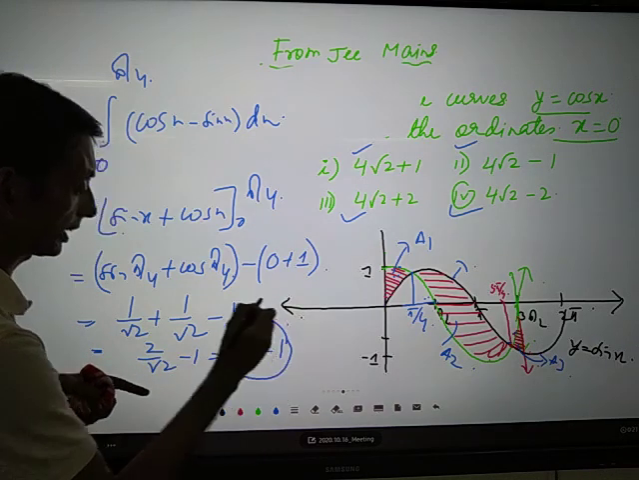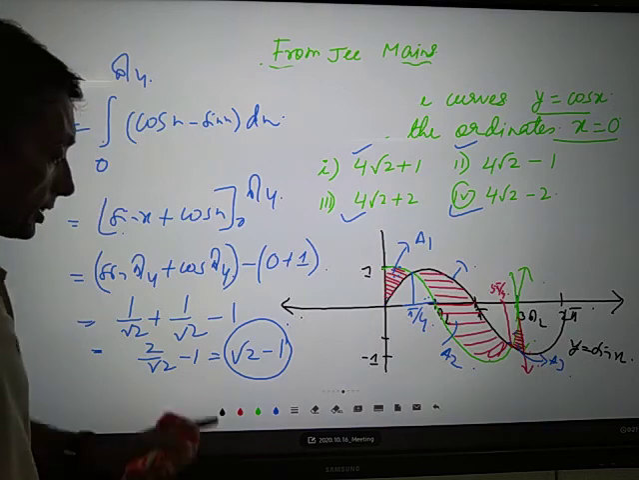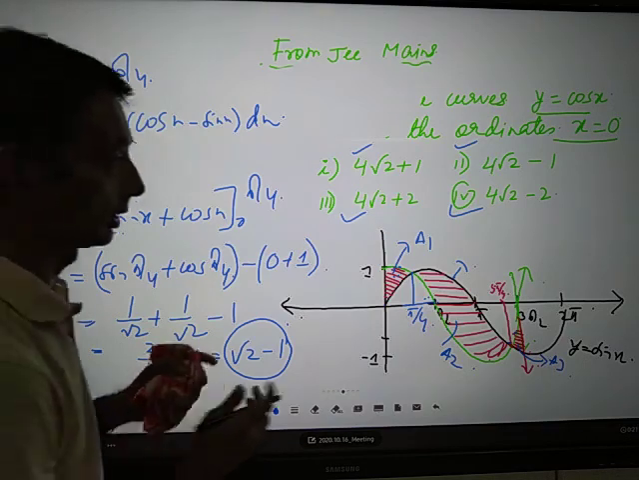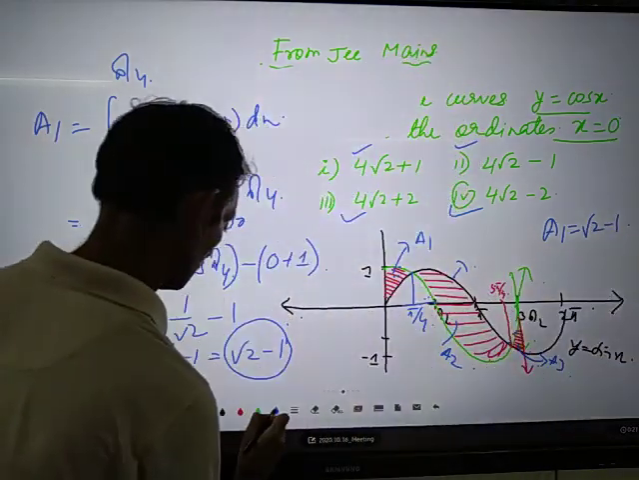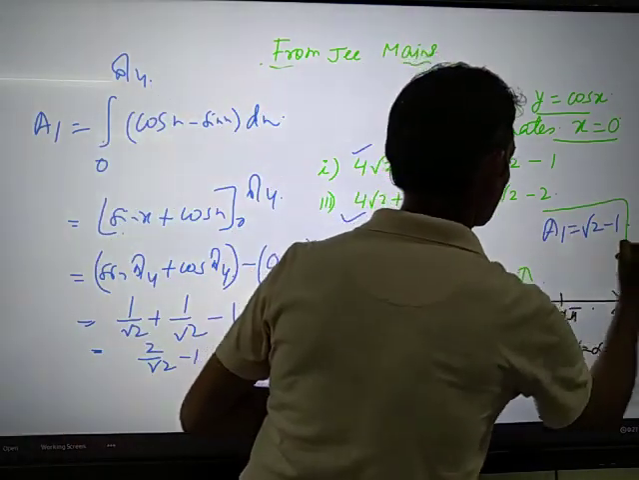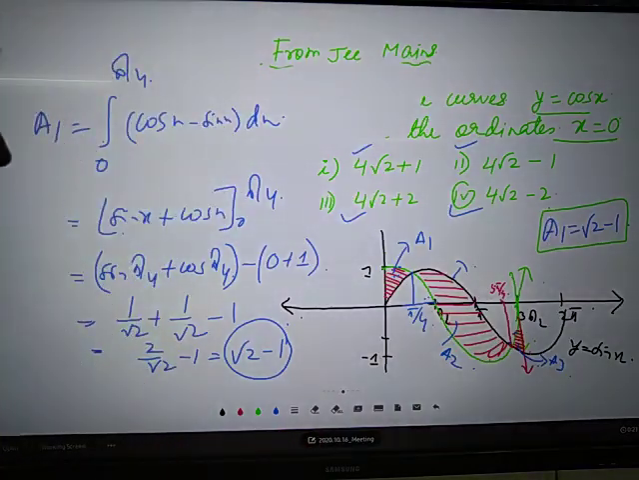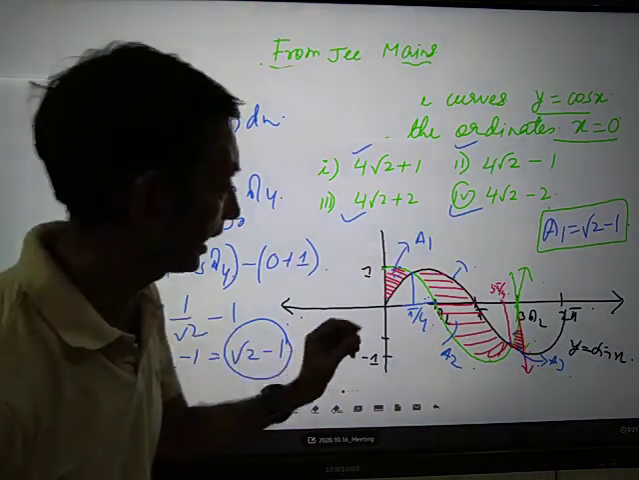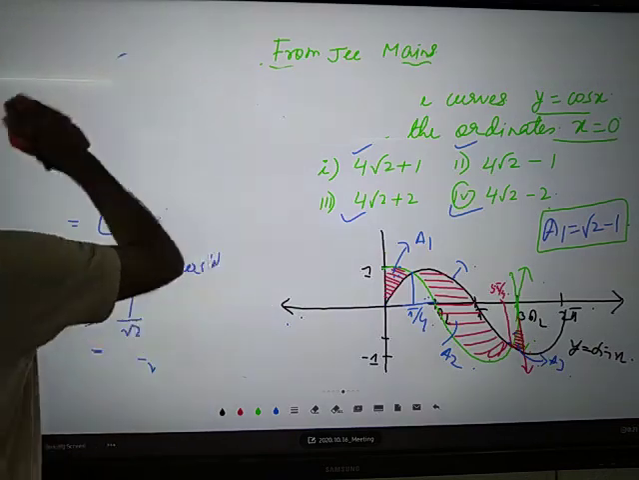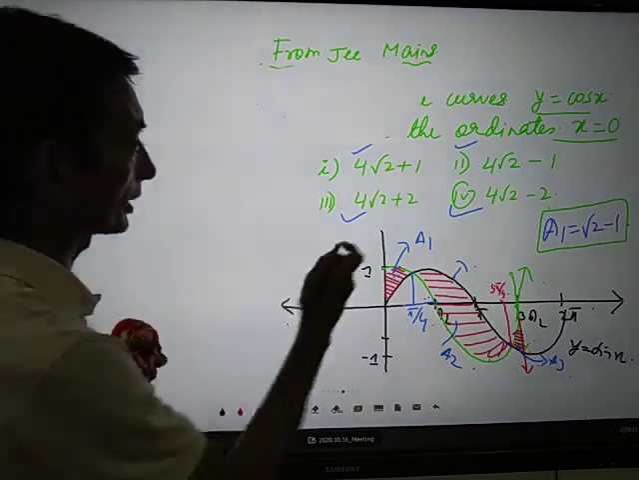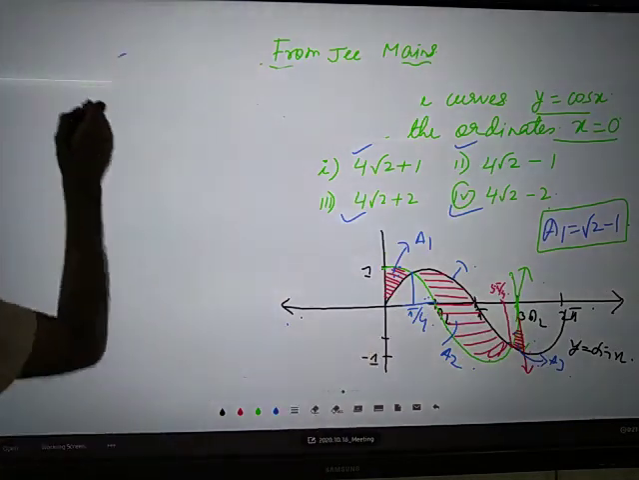So we got this area, that is A1, as root 2 minus 1. Remember this. That means A1 we got as root 2 minus 1. So we'll just write here A1. We got the value of A1. Next, we'll just calculate A2. So what is A2? Okay, our options are these 1, 2, 3, 4. We'll just calculate A2 now.